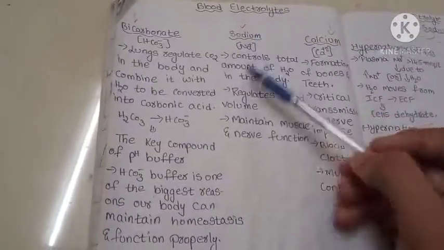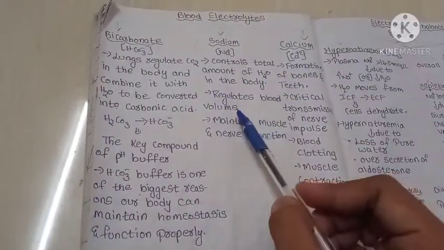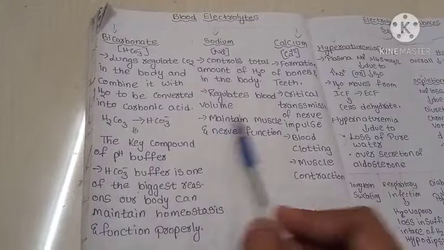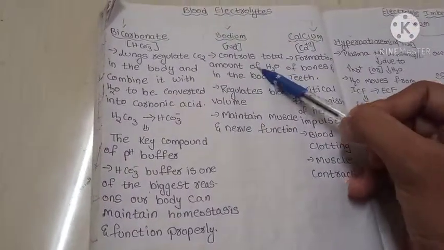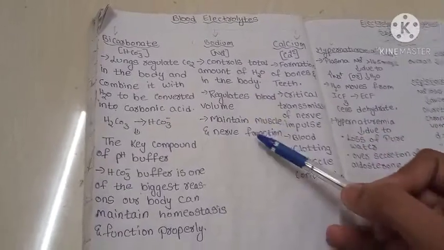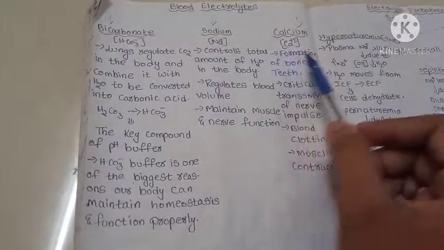Now we'll see sodium. It controls the total amount of H2O in the body, regulates blood volume, and maintains muscle and nerve function. Sodium controls the water level in the body, blood volume regulation, and also muscle and nerve functions. These are the functions of sodium.